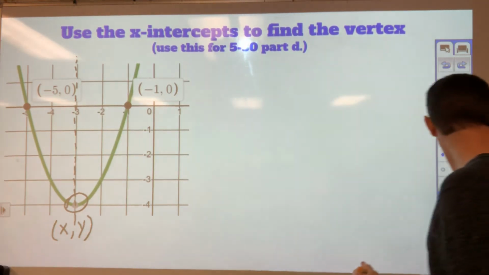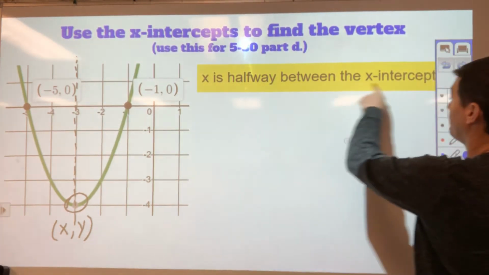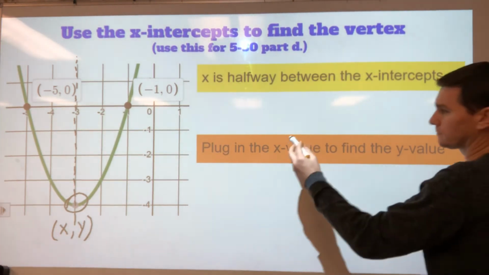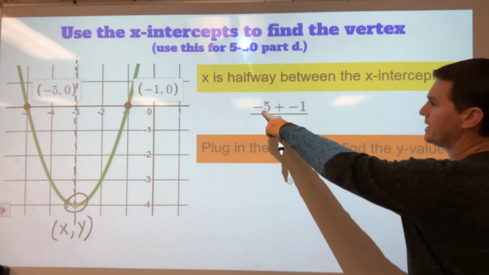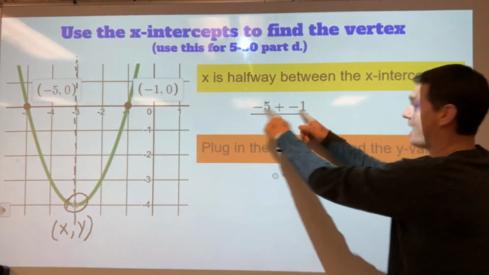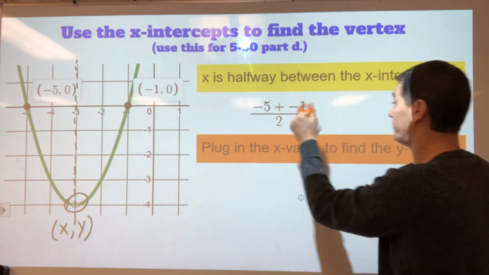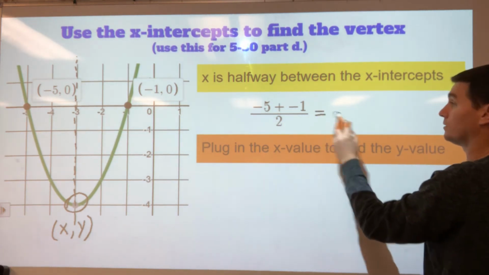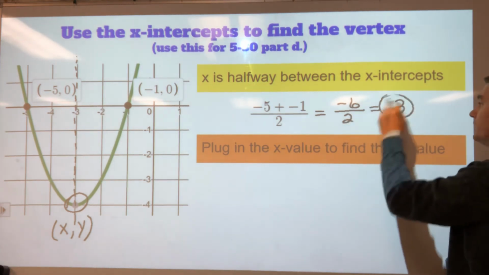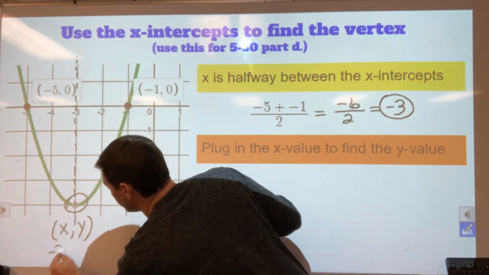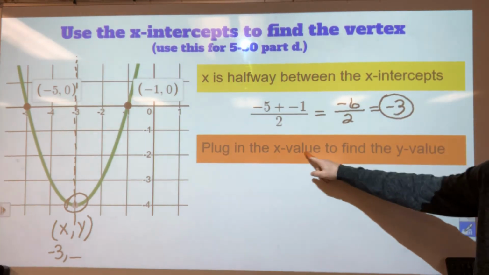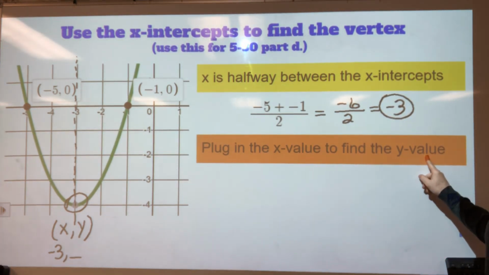So x is halfway between the x-intercepts. Well, what does that look like? If I go -5, which is my first x-intercept, and -1, my second x-intercept, and I add them together and cut it in half, well, that's -6. -6 divided by 2 is -3. So this point must be at (-3, something). How do I find that something? I plug in the x value to find the y value.